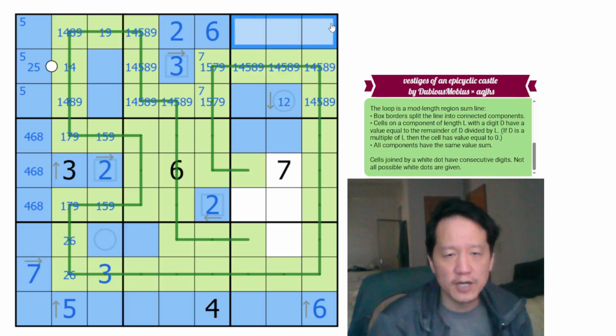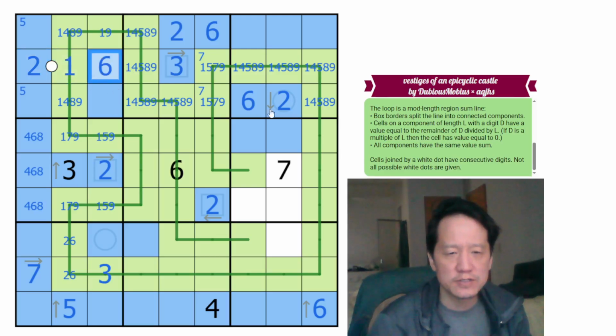So 2 and 6 cannot be here. Where are the 2 and 6? They have to be here and here. So this is 2, this is 6. This has to be a 2, 6 pair then here, and therefore this is 2, which makes that 1. This has to be 6, because that's the only possibility there. One of these is 5.